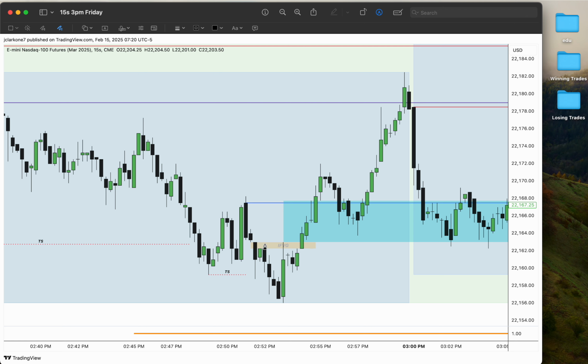But this is basically the zoomed in version of what we just saw in the 1 minute. Not a whole lot to this, to be honest. I just wanted to show you the inversion fair value gap on the 15-second. Any questions on that?